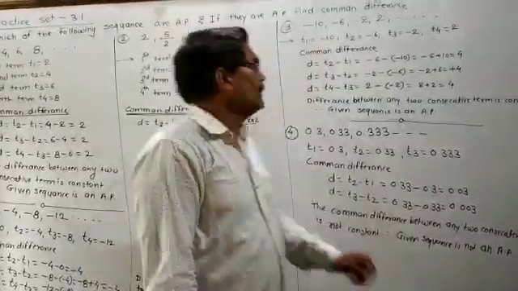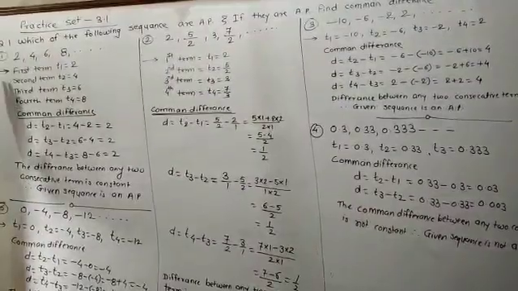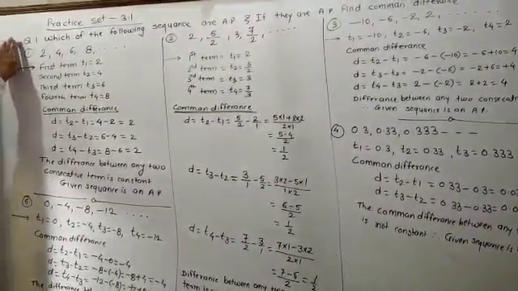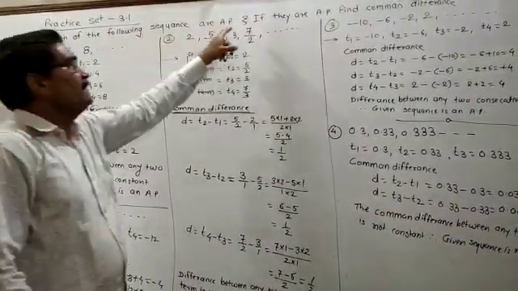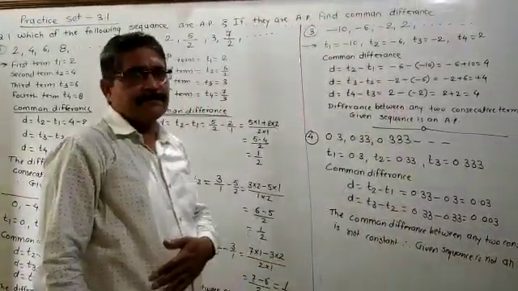Today you have to start with practice set 3.1, the first practice set of this lesson. Question number 1: Which of the following sequences is an AP? If they are in AP, find the common difference.